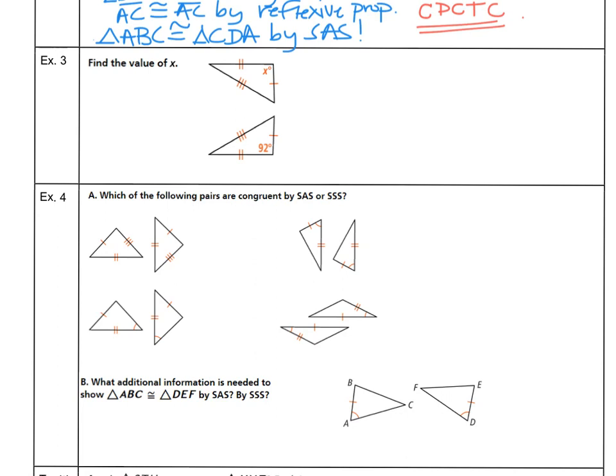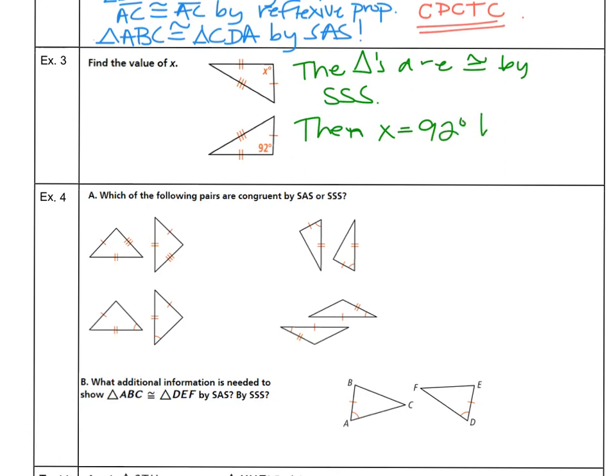Here's another version. Find the value of x. Well, if we look at the two triangles, I noticed that the triangle on the top has 3 sides marked, and they correspond with the 3 sides on the bottom. So we would say here the triangles are congruent by the SSS theorem.